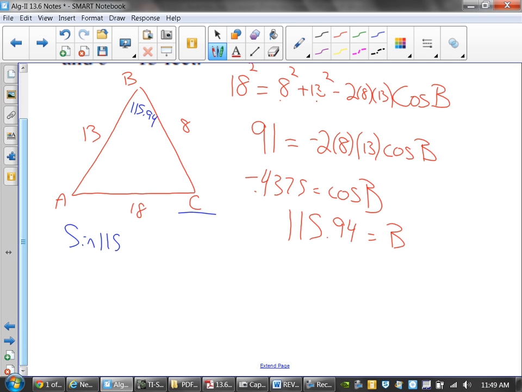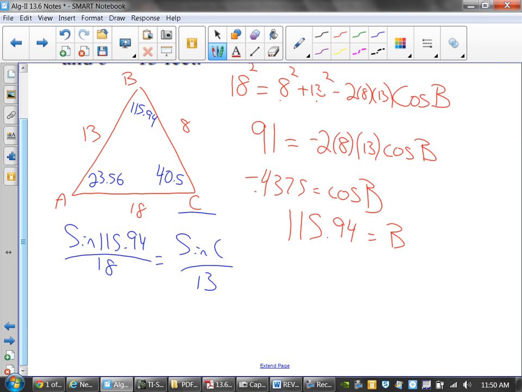Sine of 115.94 is to 18. So 13 sine 115.94 divided by 18. Second sine of the answer, 40.5. And subtract that from 180, 23.56.